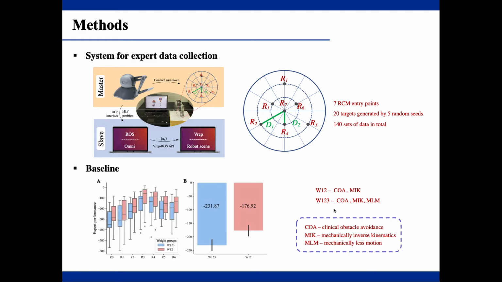Besides, to demonstrate the impact of the optional criterion MLM, we define two reward functions, two criteria groups, to make comparisons. W123 includes all criteria, while W12 just includes criteria 1 and 2. From this plot, we obtain two mean scores for the two criteria groups.